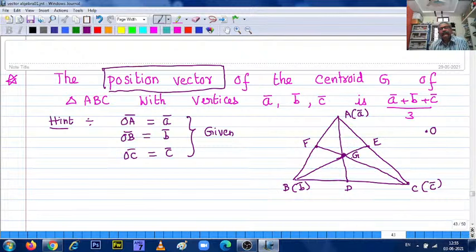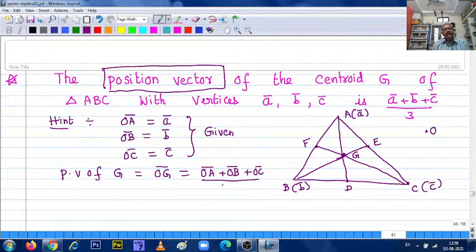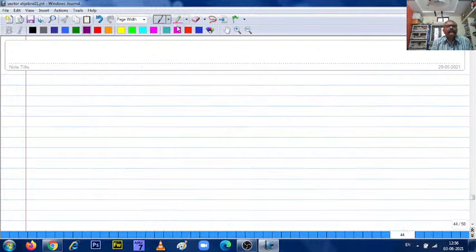So here this OG bar, position vector of centroid G, we can write OA bar plus OB bar plus OC bar by 3, that is equal to A bar plus B bar plus C bar by 3. This is the concept of the position vector of the centroid G, whose vertices' position vectors are given A bar, B bar, C bar. Right, next concept.